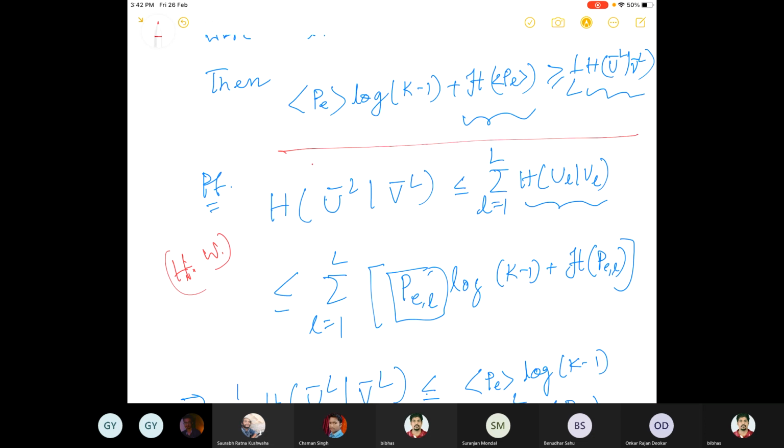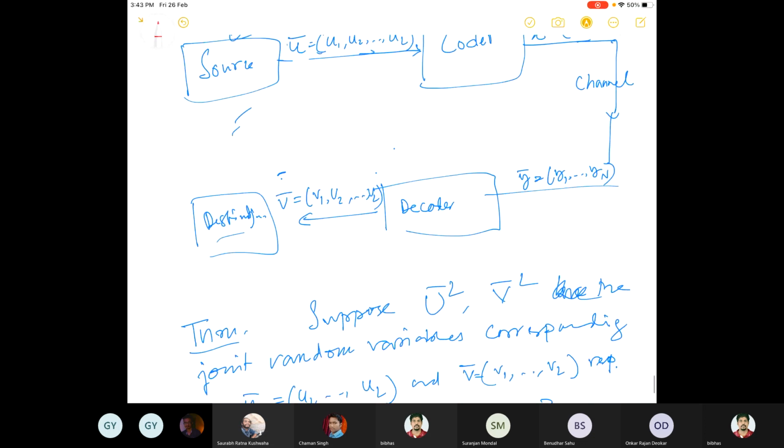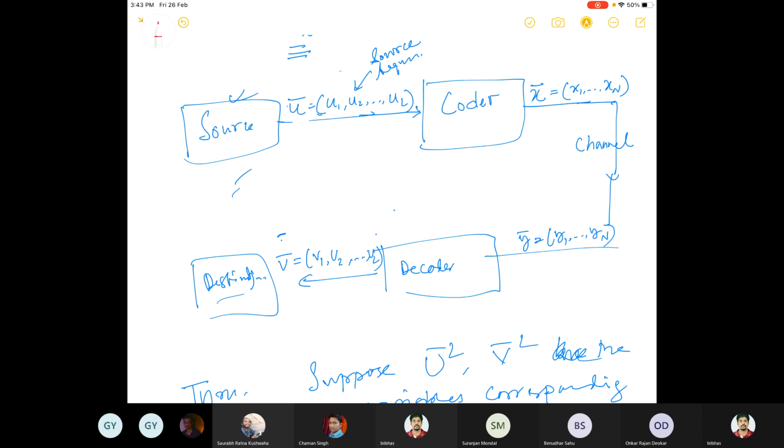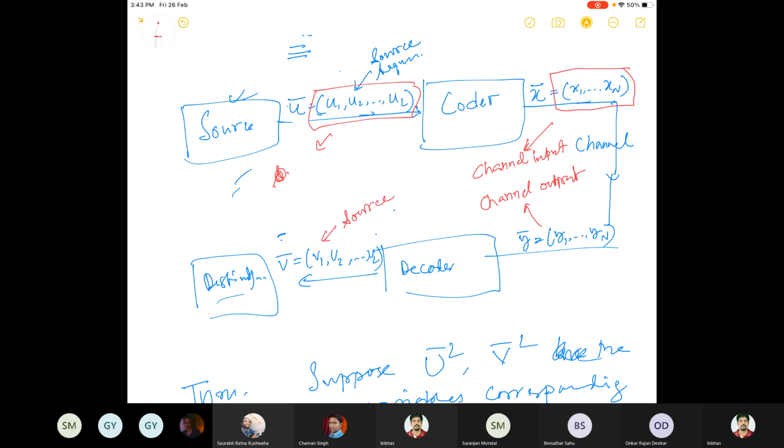So what is happening right now? If we look back and see here, what is happening? This is a source sequence, E1, E2, EL. There is another sequence here, let me define it like this: source sequence, and let us say this is the channel input, this is the channel output, and this is also the source output.